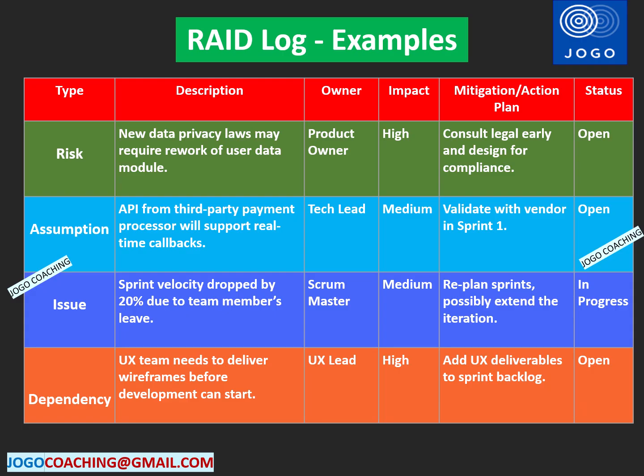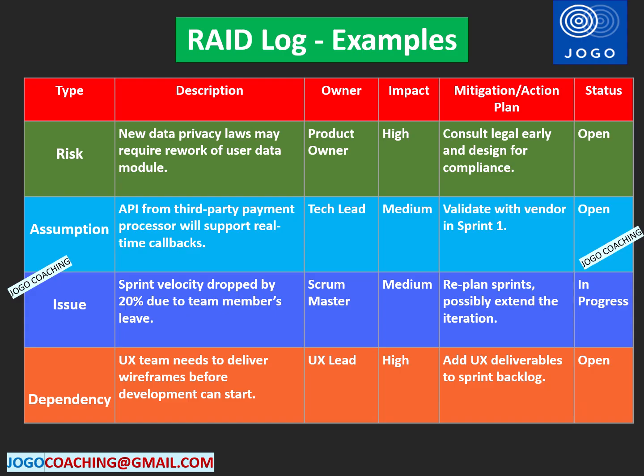The third one is issue. Sprint velocity dropped by 20% due to team members leaving. So here some problem has already happened. That is called an issue. The responsibility is with the Scrum Master. The impact is medium. The action plan is to replan sprints and possibly extend the iterations if needed. Some actions we need to do. So it is in progress.